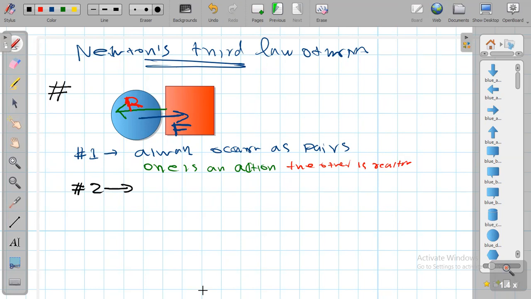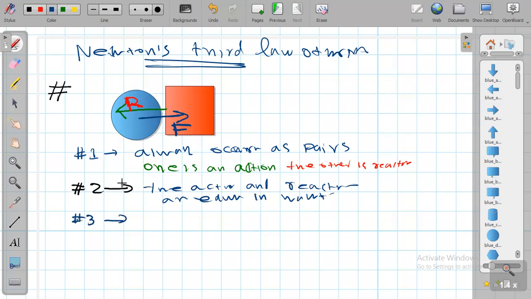Next thing you should know. What is the other one? Write this in a line: the action and reaction are equal in magnitude.